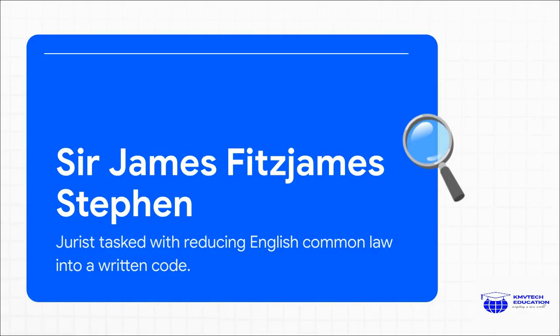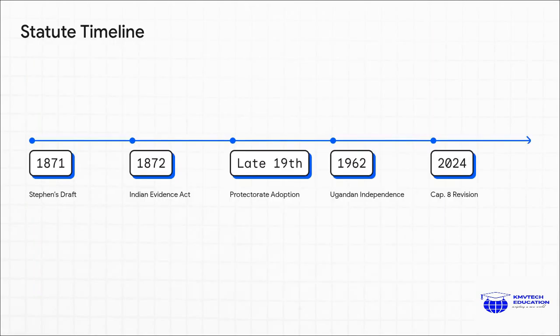Stephen brilliantly organized centuries of scattered judicial decisions into a single coherent structure, giving us the Indian Evidence Act of 1872. For the first time, a court had one single statute, providing clear, written answers to most evidence questions. It was a real game changer. Let's trace that timeline so you can see exactly how we got here.